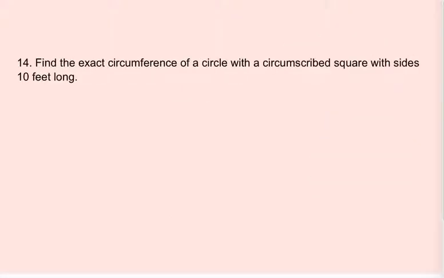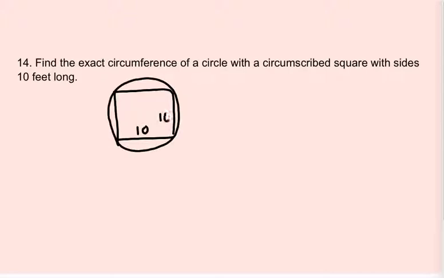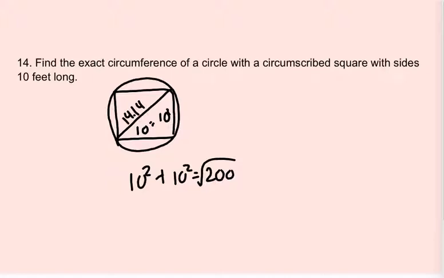Find the exact circumference of a circle with a circumscribed square with sides 10 feet long. So you've got a square, you got a circle that goes around it. Each side is 10 feet long. So 10 squared and 10 squared is going to be 200. So this answer is going to be the square root of 200, which is going to be 14.14. So my exact circumference is going to be 14.14 pi.